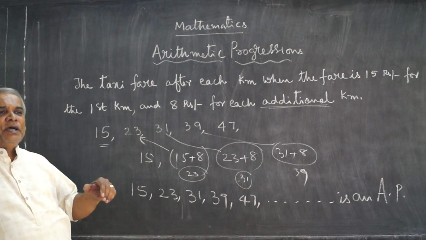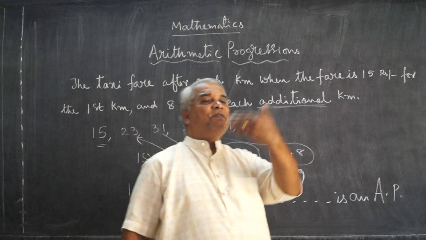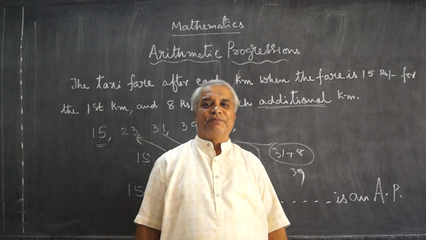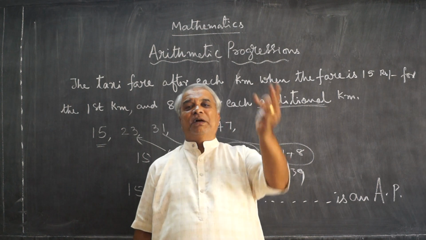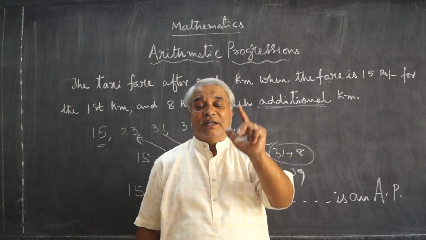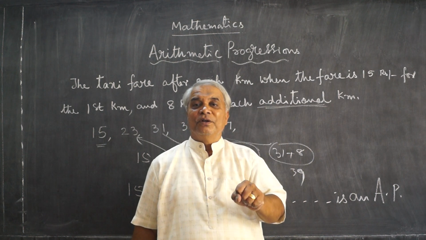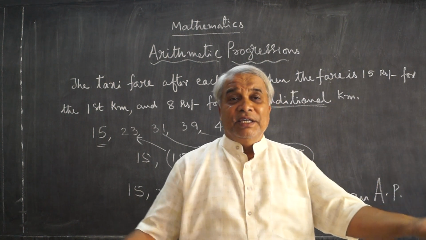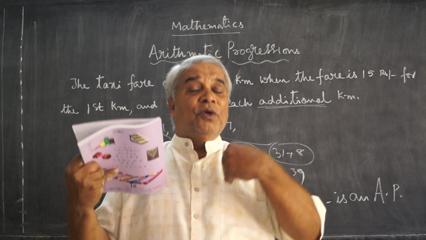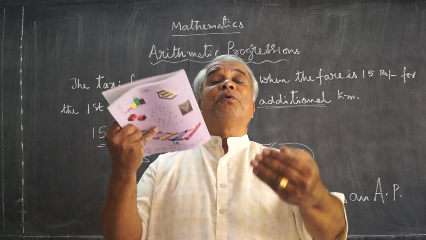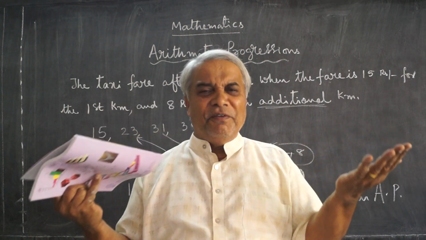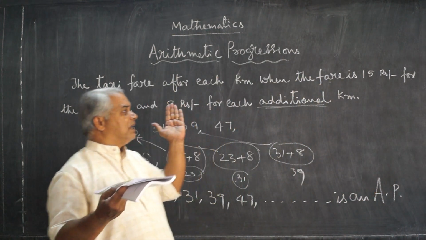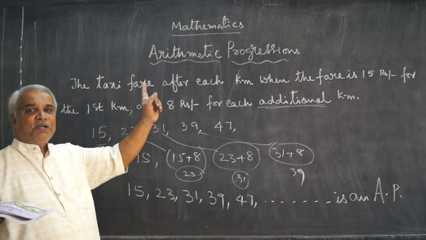Okay. And money that you invest in the bank: every month you pay 10 rupees, let us say. First month 10 rupees, next month another 10, that is 20, next month another 10, 30, 40, 50. Now you can see that arithmetic progression is within our life. We are playing with arithmetic progression in our life, and we are not aware of it. So in this problem, we have analyzed that this is an arithmetic progression.